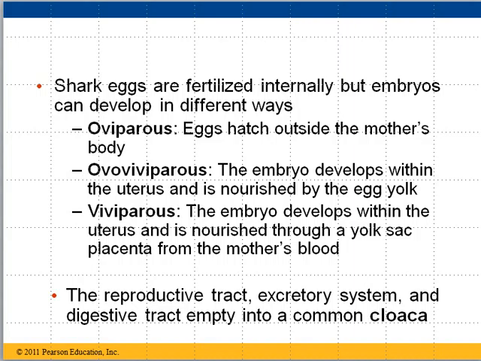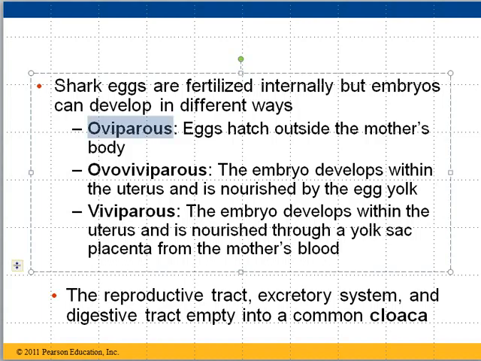And finally we have viviparous, and viviparous means the embryo develops more like you would think of a mammal, where the embryo develops within the uterus and is nourished by a yolk sac that is attached to the mother through a placenta. So we have oviparous, meaning again the eggs hatch outside of the mother's body. They're fertilized internally, but she lays those eggs and they hatch outside of the mother's body. And then we have ovoviviparous, which means they develop inside the mother's body, but within an enclosed egg, not attached to the mother's body. And then viviparous means they are more like a mammal in that they develop inside the mother and are attached to the mother, nourished by the mother through a placenta.